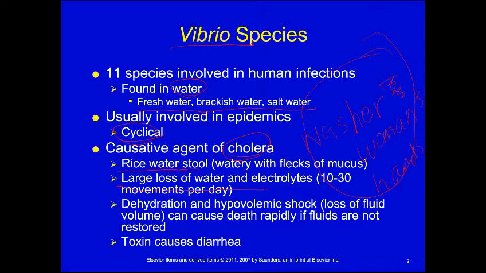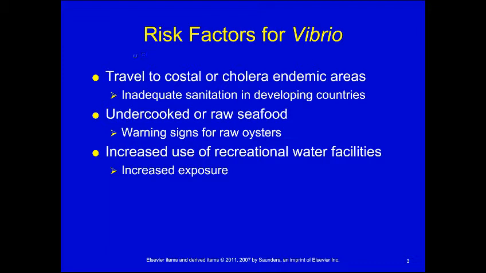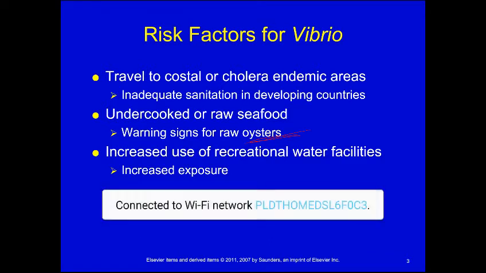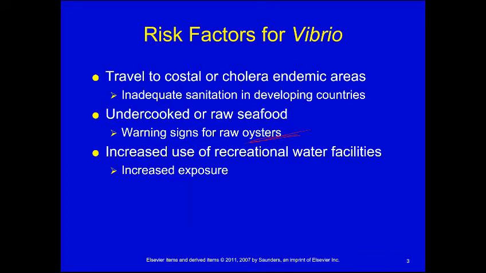and electrolytes. Okay? Now, what are the risk factors of Vibrio? If you travel to coastal or cholera endemic areas where there is an inadequate sanitation, this is very common in developing country again. Now, the eating of undercooked or raw seafoods, warning signs for raw oysters. Alam mo yung talaba? Masarap yan eh. Now, actually, this is common in Japan, although it's not a developing country, but they had cholera cases because of eating undercooked or raw seafood.